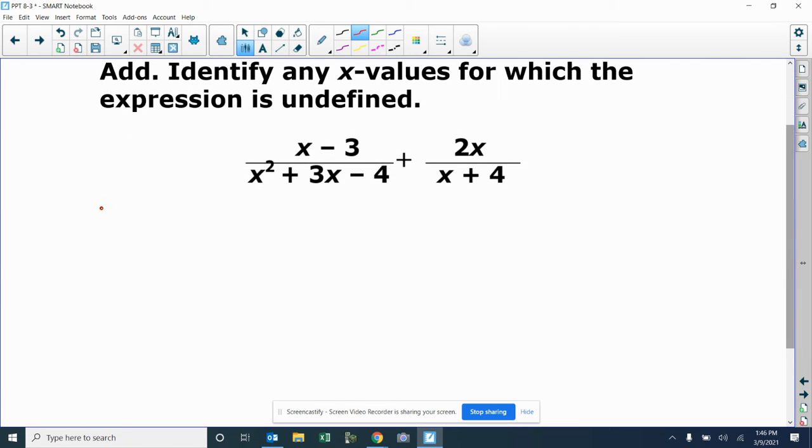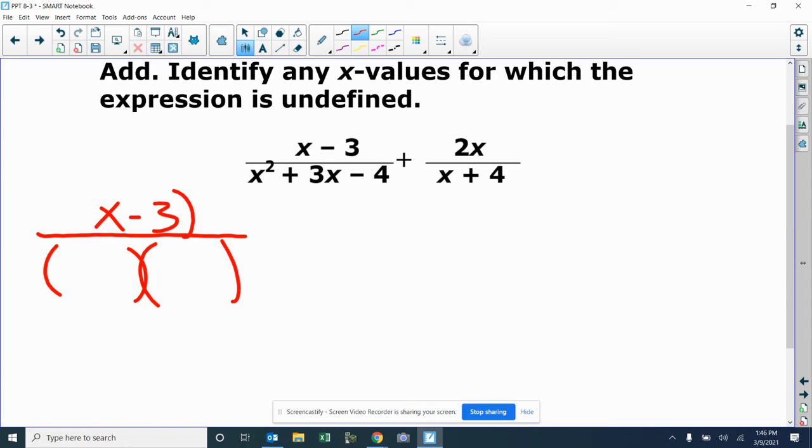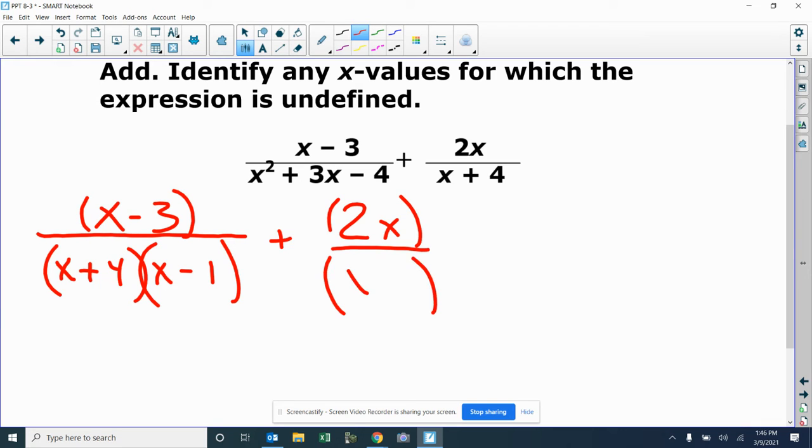All right, we're going to take this guy right here, x minus 3. We're going to factor that trinomial. And I like to put them all in brackets here. We do have a plus sign between them. And this is going to factor to x plus 4 and x minus 1. And we still have 2x here. Put that in brackets. And we're going to have x plus 4 here.